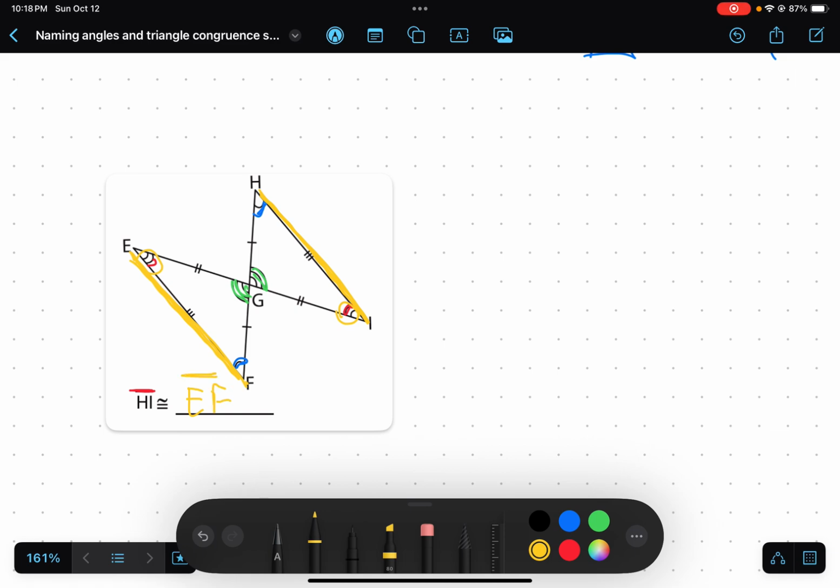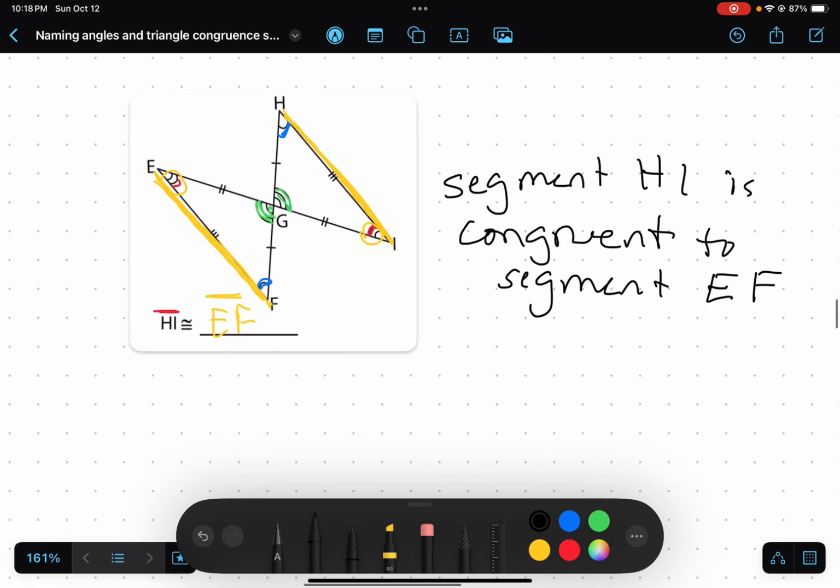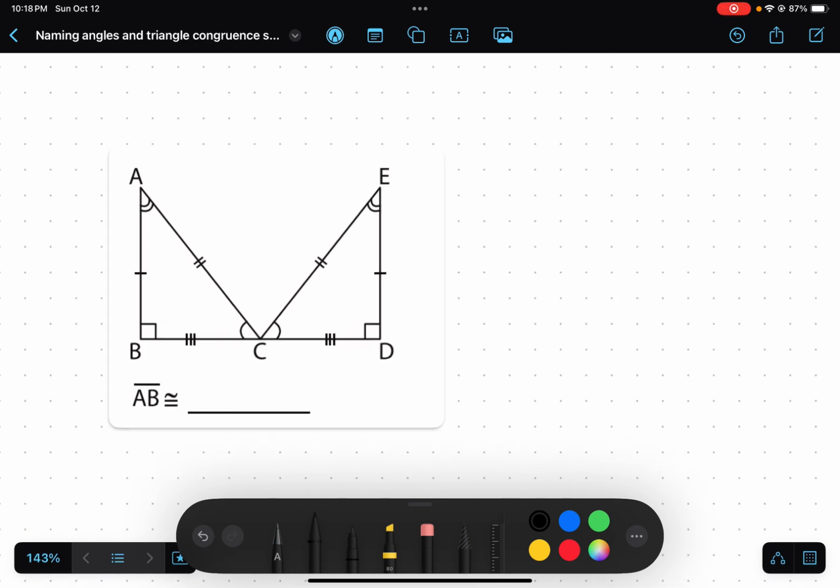The way you would read this statement out loud, you would say segment HI is congruent to segment EF. So let's do a couple more. I'm just giving you the diagram and you have to figure out which is the matching segment. So segment AB, which segment matches? So here I have AB. This one's nicely lined up so I can see it matches to segment ED.